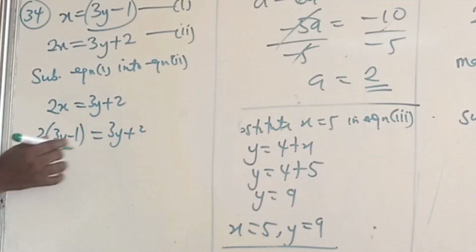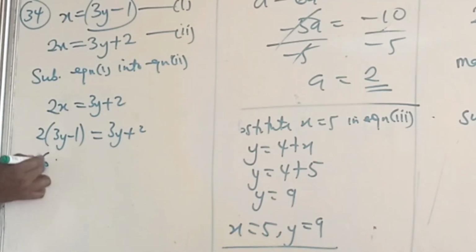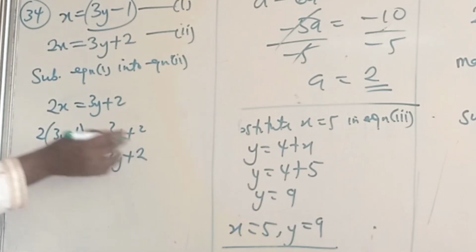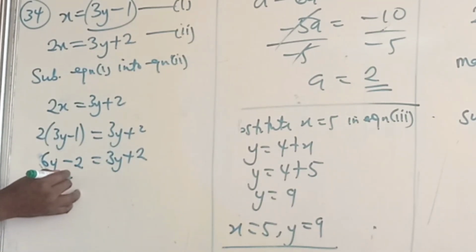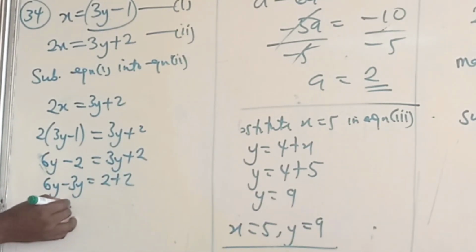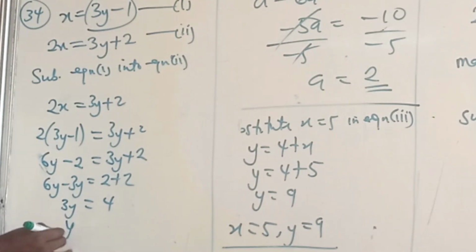So open the brackets. You have 6y minus 2 equals 3y plus 2. Collect like terms. 6y minus 3y equals 2 plus 2. This gives 3y equals 4. So y equals 4 divided by 3. That's not where we're going. We have to find the value of x. So we are not going to substitute this value of y into equation, which equation? Equation 1. Good.